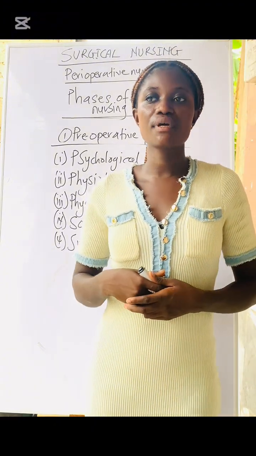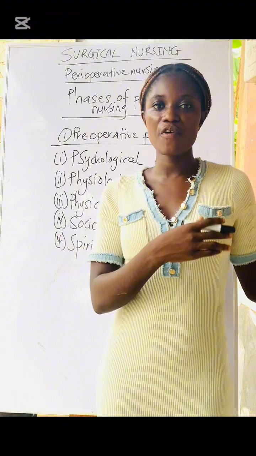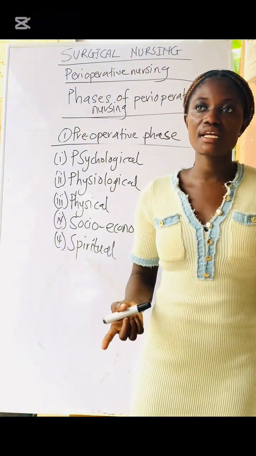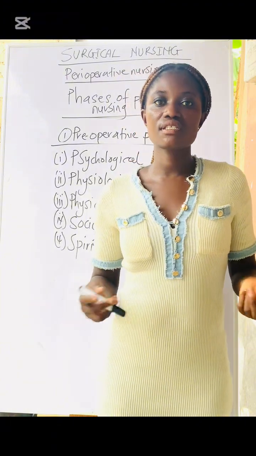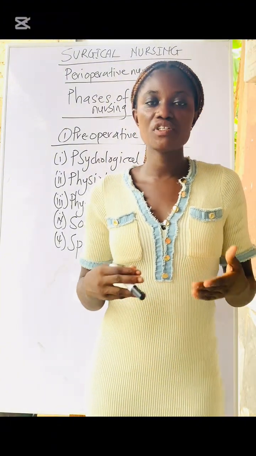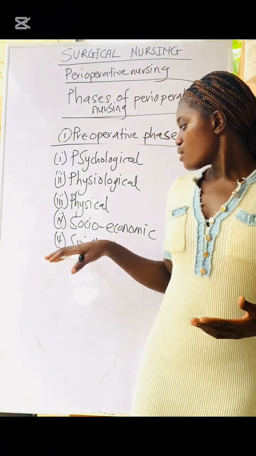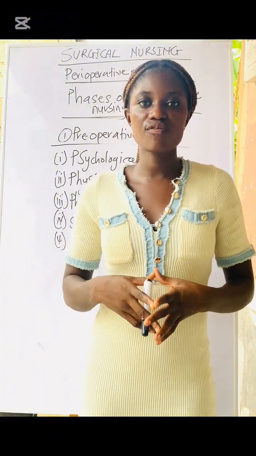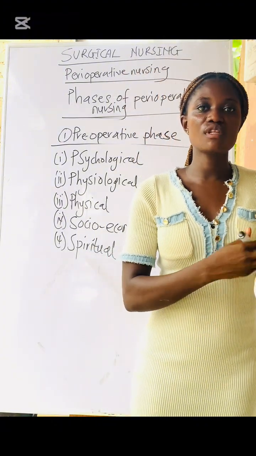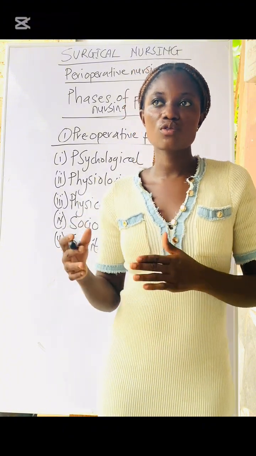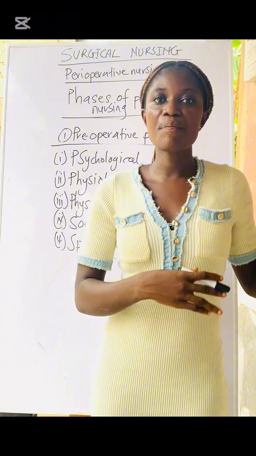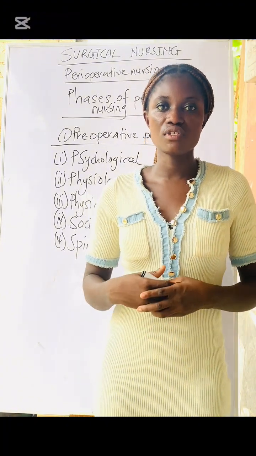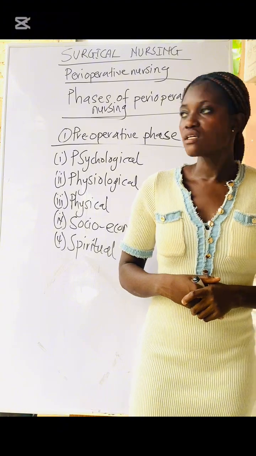Let's move on to the spiritual aspects. So with the spiritual aspects, you need to confirm the religion of the patient. Whether the person is a Muslim, a Christian, a Buddhist, or a traditionalist. So depending on the patient's religion, you need to make sure that one of the religion's leaders has said prayers for the patient. So let's assume the patient is a Christian. You need to consult the hospital's chaplain or maybe the patient's pastor to come and pray for the patient before the surgical procedure is performed.